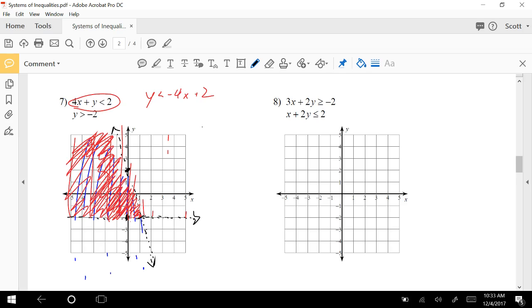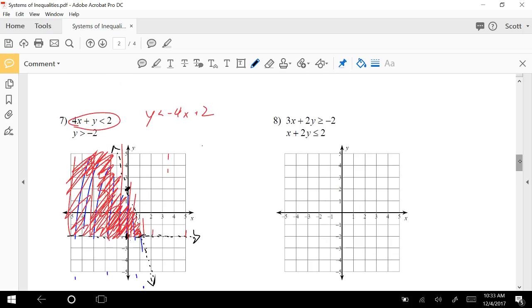And then number 8, we have to do a bunch of converting. So I'm going to start here. 3x plus 2y is greater than or equal to negative 2. 2y is greater than or equal to negative 3x minus 2. Divide by 2 every single place. Negative 3 halves x minus 1. So that's for this one. I'm going to go ahead and do it. Negative 1, then negative 3 over 2.